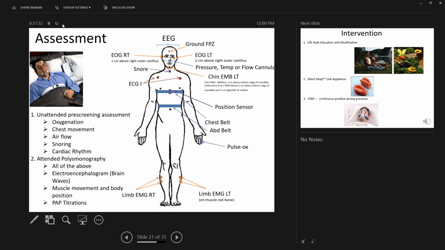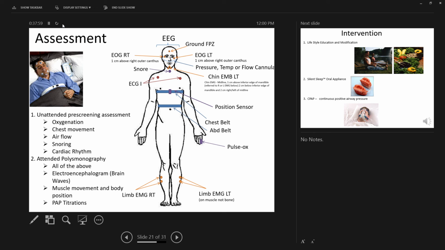So it will have a pulse oximeter, so we can measure oxygenation. It will have a chest belt, so we can see if the chest is moving, if there's actually effort to breathe. It will have some kind of airflow, a nasal cannula. It will have a snore device. It's basically a microphone that allows us to hear whether or not they're snoring or vibration, and an EKG, cardiac rhythm.